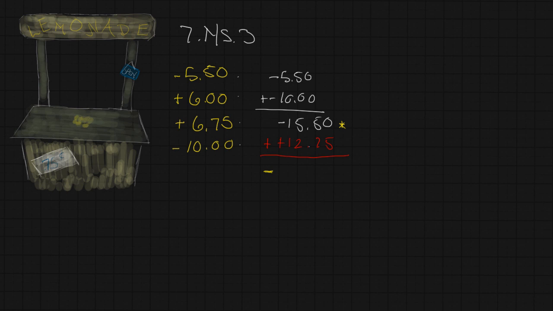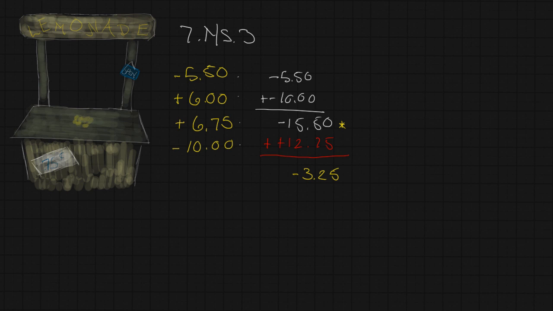And to find the difference here, I'm simply going to subtract between these two numbers. So this looks like 25 cents, and 15 minus 12 is 3. It looks like my total at the end of the day is negative $3.25. So it feels to me like I lost money.